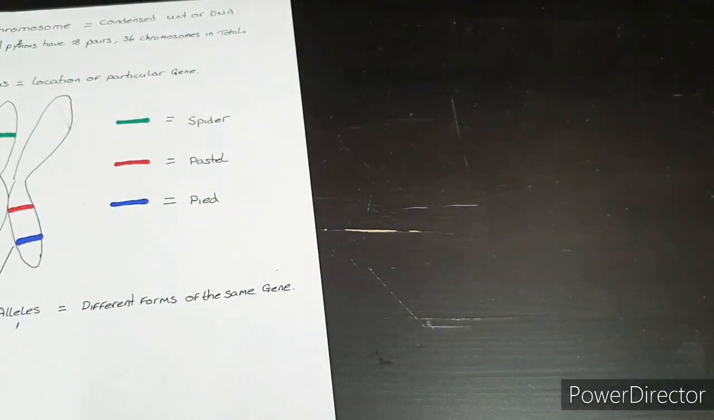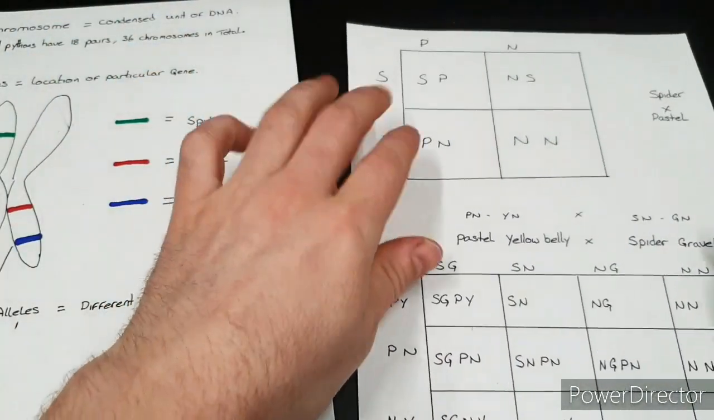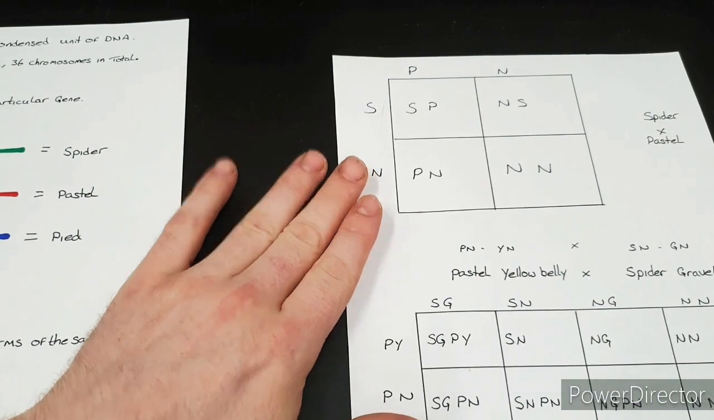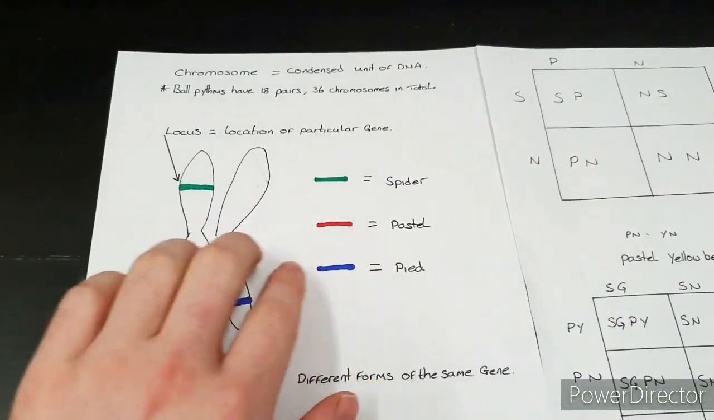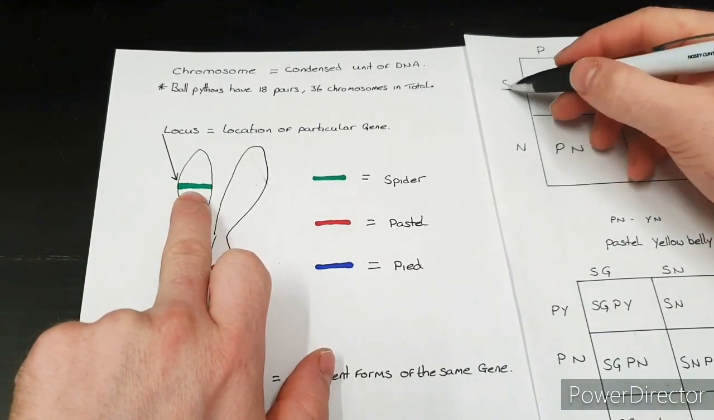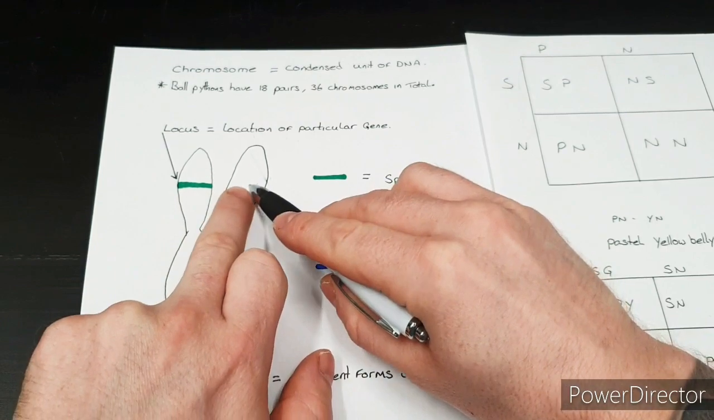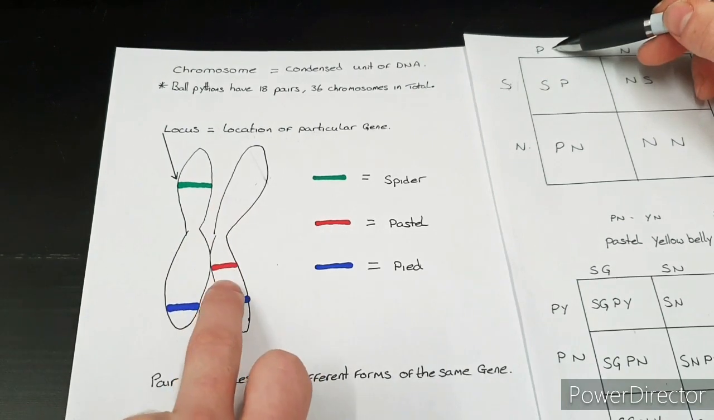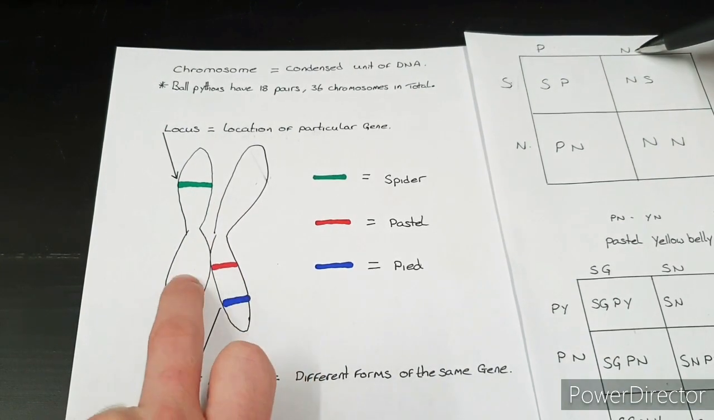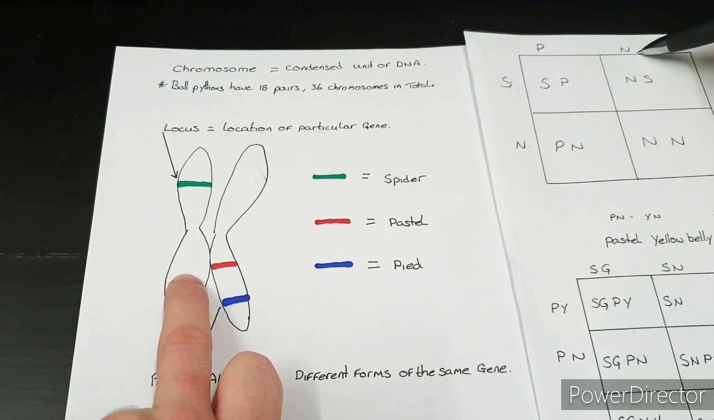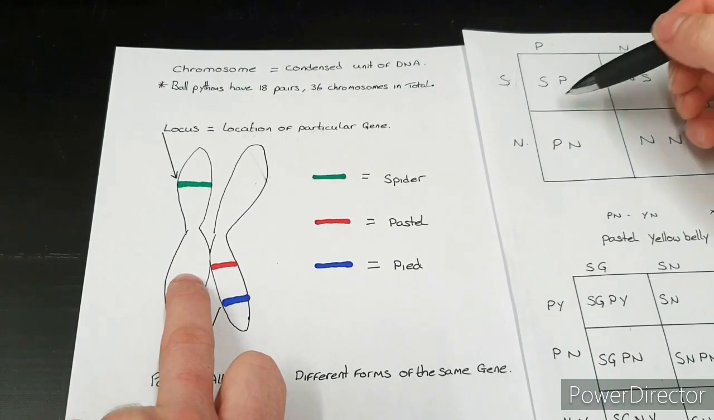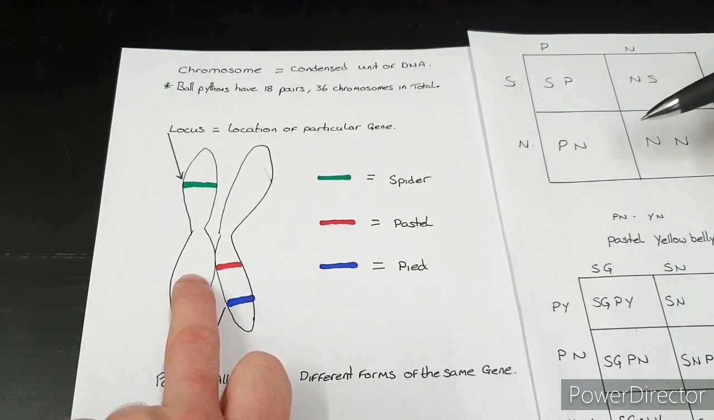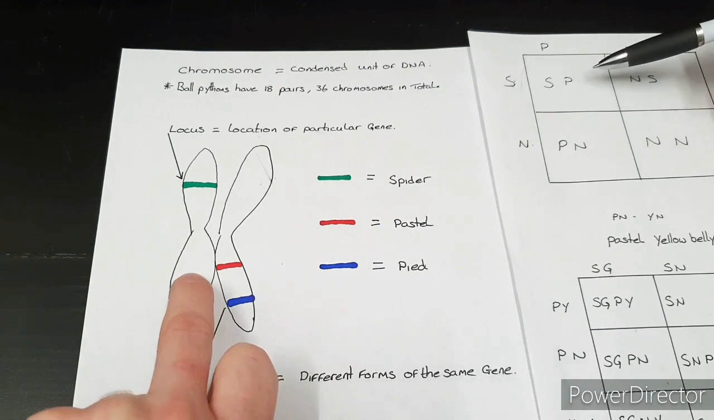So taking a look at something else. Here you've got spider crossed with pastel. So same again, look at the alleles. Spider, it's one copy of the spider gene, and one normal. Spider, normal. Pastel, one copy of the pastel, one copy of the normal gene. Pastel, normal. Fill out your square, and there's your odds. 1 in 4 will be normal, 1 in 4 will be spider, 1 in 4 will be pastel, and 1 in 4 will be bumblebee.